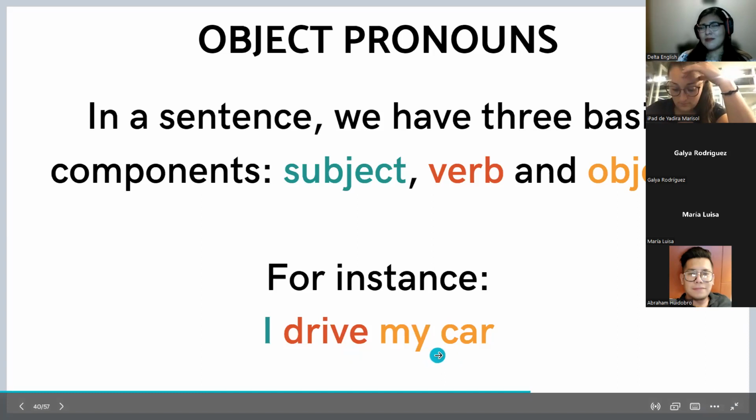El coche. My car. So, I, subject, drive, verb, my car, object.